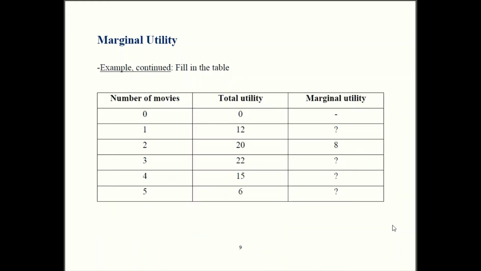So here's a table of how many movies you see and how much utility you get overall in total. And we already established that if you go watch a second movie after a first movie, your total utility rises by 8. 12 plus 8 is 20. So with that in mind, go ahead and fill in the rest of the table. Pause the video here and work on that. Once you think you have found a solution, press play and we'll see if you're right.